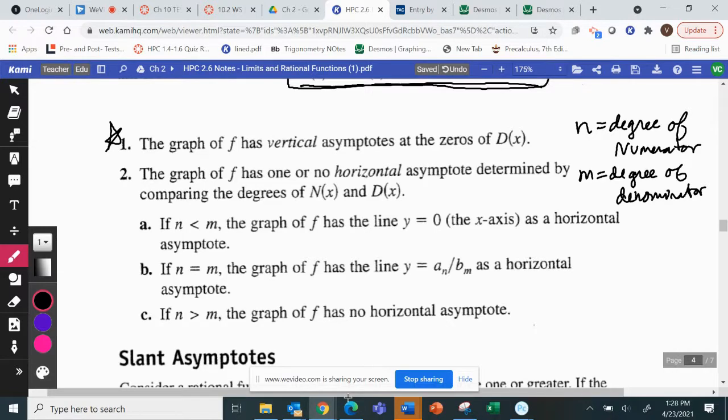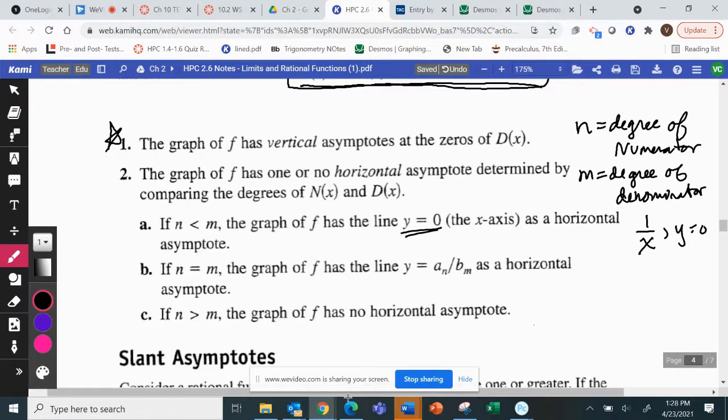So when we look at A, if the degree on top is less than the degree on the bottom, the graph will have a horizontal asymptote at y equals 0. If the degree on top is less than the degree on the bottom. For example, 1 over x has a degree on top that is less than the degree on the bottom. Okay? So this had y equals 0 as its horizontal asymptote.